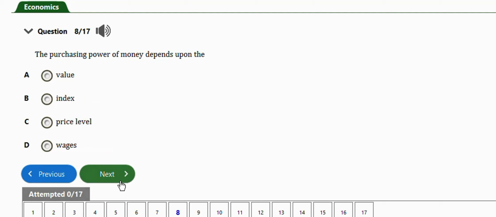Next question is this one. It says the purchasing power of money depends upon the real value, index, price level, wages. The right answer is option C, which is price level. So the purchasing power of money depends upon the price level. Option C.